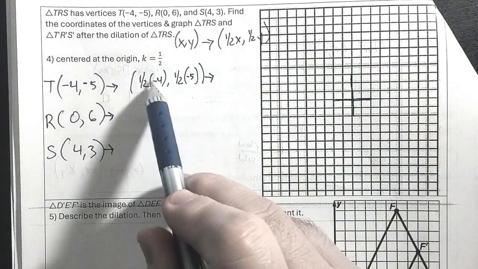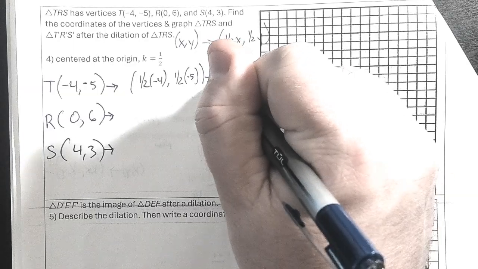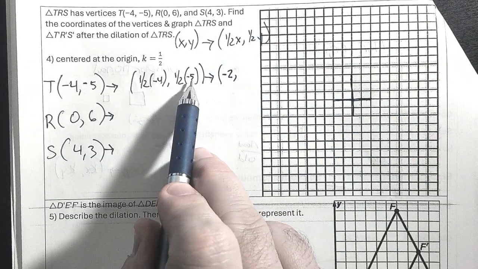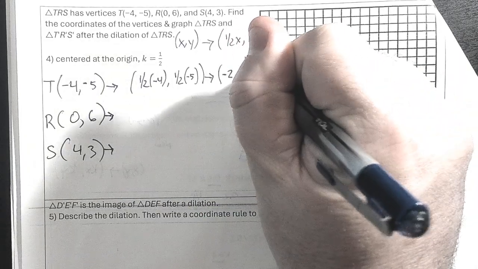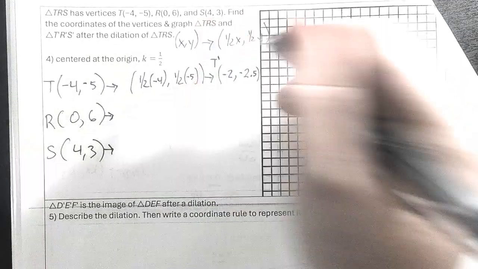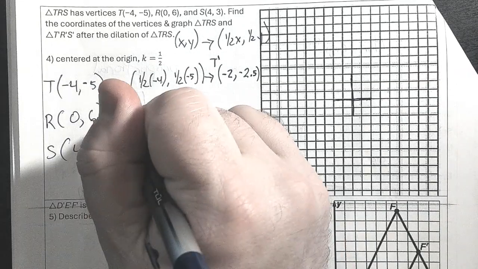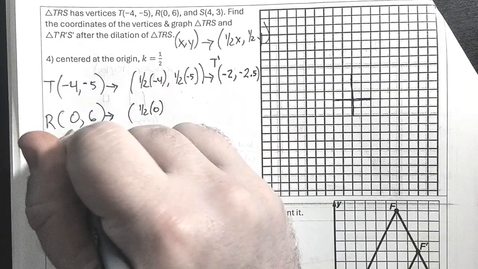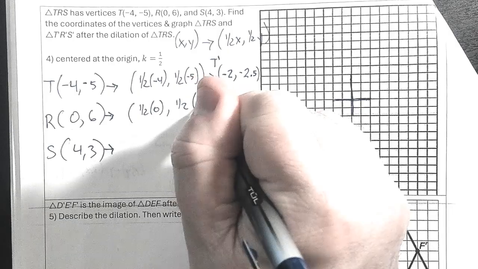All right, so 1/2 times -4, or half of -4 is -2. Half of -5 is -2.5. And this is, of course, T prime. All right, so we're going to do the same thing here. 1/2 times 0, because that's your x, comma 1/2 times 6, because that's your y.